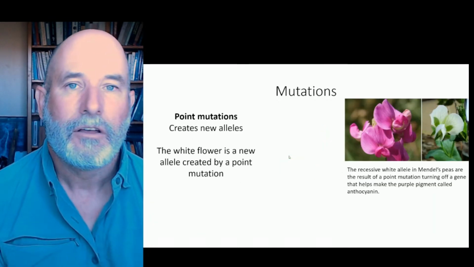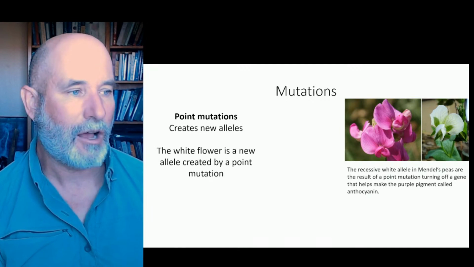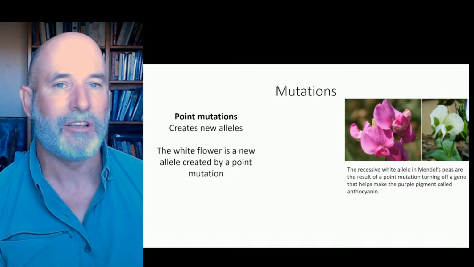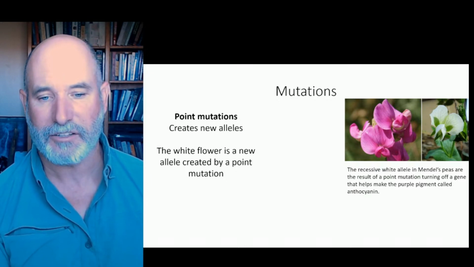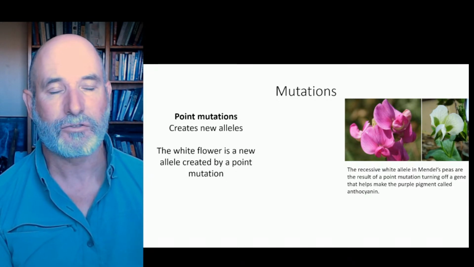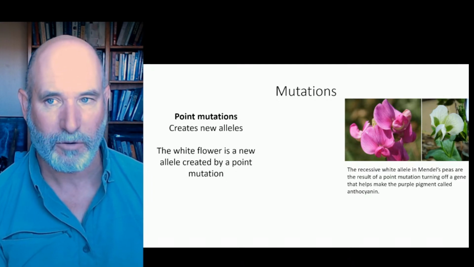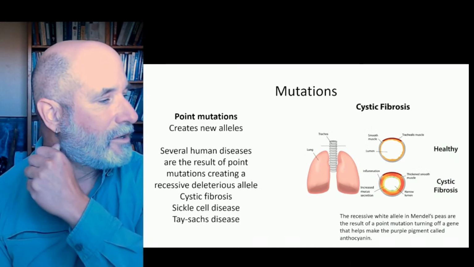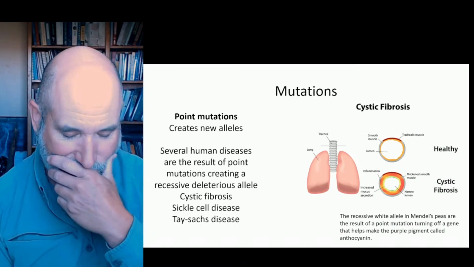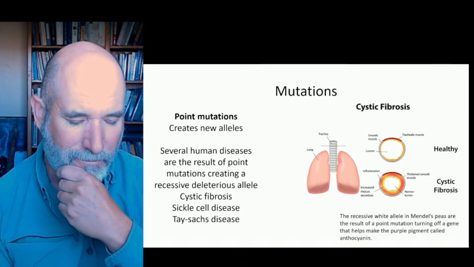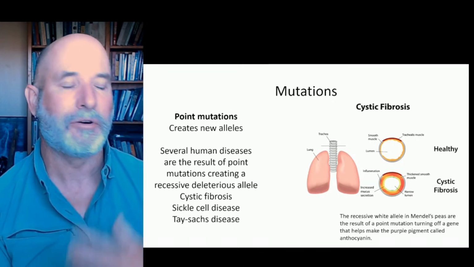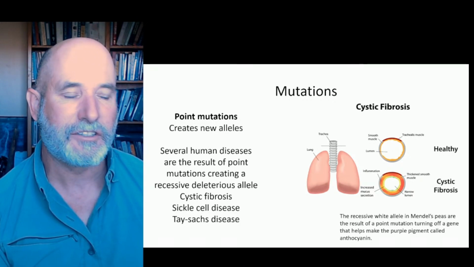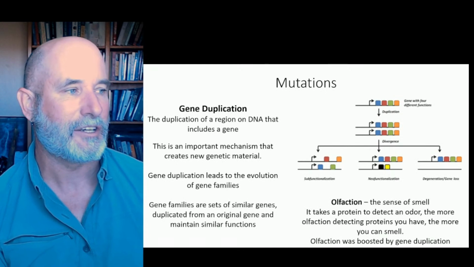Okay, so we see point mutations. I gave you an example. Another one is the white and purple flowers of Mendel's pea plants. This is caused by a point mutation that basically knocks out some protein that is crucial in the making of anthocyanin, which is that purple pigment. Point mutations lead to things like cystic fibrosis, which affects, oh gosh, I forgot. There's some transport protein, and you get a buildup of mucus and inflammation with cystic fibrosis. Also, sickle cell disease and Tay-Sachs are also caused by point mutations.